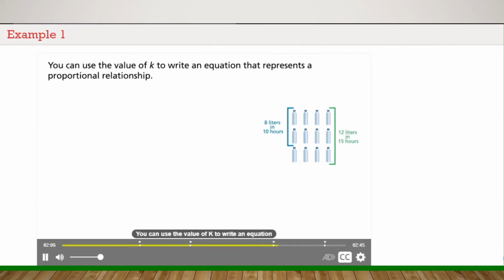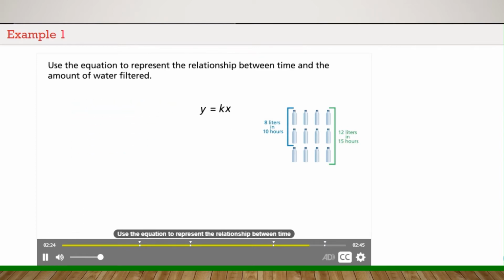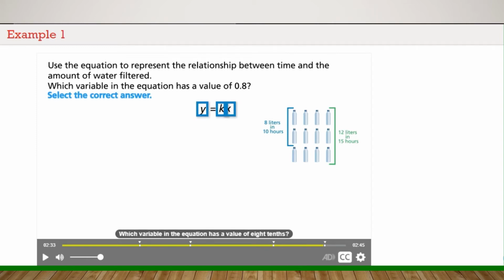You can use the value of K to write an equation that represents a proportional relationship. Recall that the constant of proportionality is equal to the ratio of Y to X. Multiply each side of the equation by X. Rewrite the equation. Use the equation to represent the relationship between time and the amount of water filtered. Which variable in the equation has a value of 8/10? Select your answer. So remember, 8/10 was our constant of proportionality.